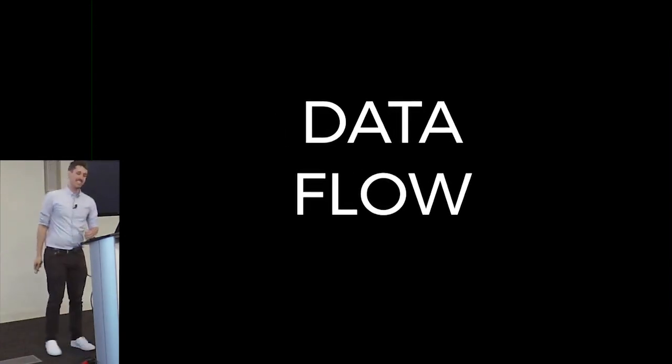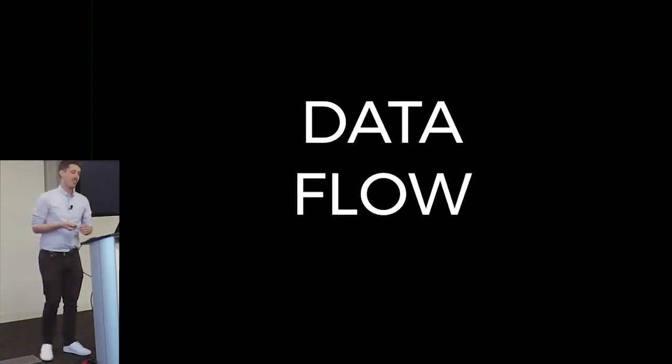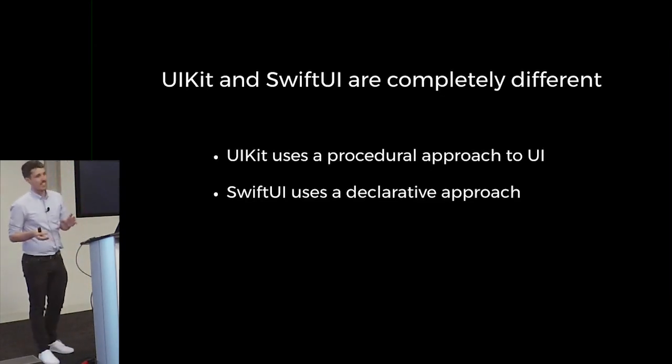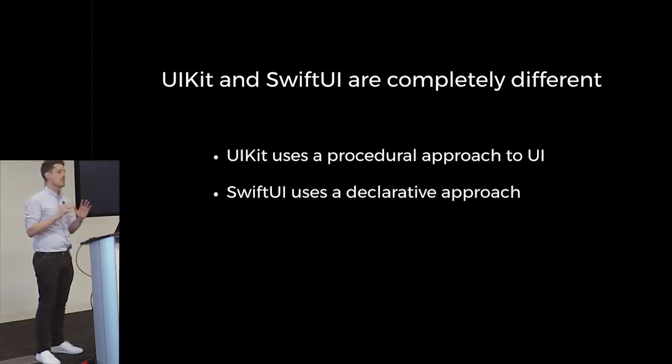Let's talk about data flow. All right. So UIKit and SwiftUI are completely different, right? They're two different beasts. They're from two different worlds. UIKit uses a procedural approach to UI, and SwiftUI uses a declarative approach to UI. We hear this a lot, right? Oh, it's a declarative framework, but what does that really mean?